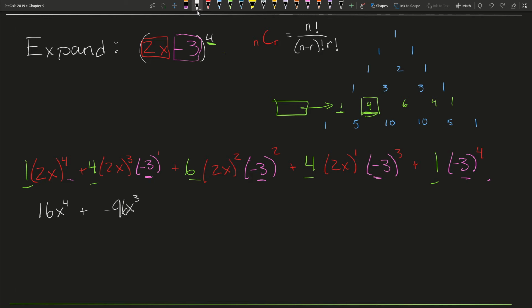2 squared, that's 4. 4 times 6 is 24, times the -3 squared. It's 216. 4 times 2 is 8. 8 times -3 cubed is -216. And then -3 to the fourth is 81.